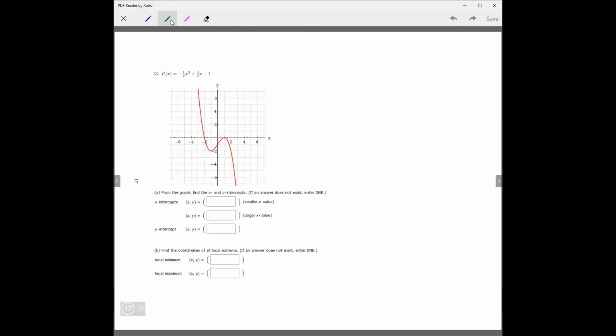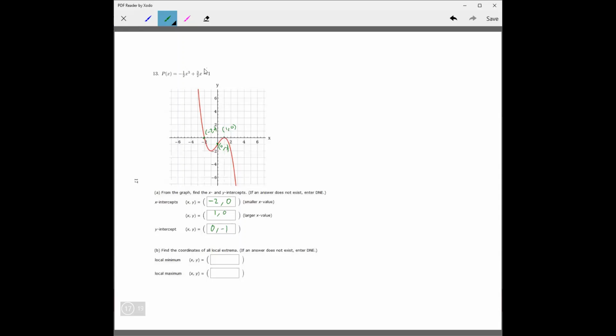Number 13, here you have the graph. From the graph, find the x and y intercepts. It looks like -2, so the x-intercept's (-2, 0), right there. This one, it looks like (1, 0). And the y-intercept, that's what's going through right here. That looks like (0, -1).